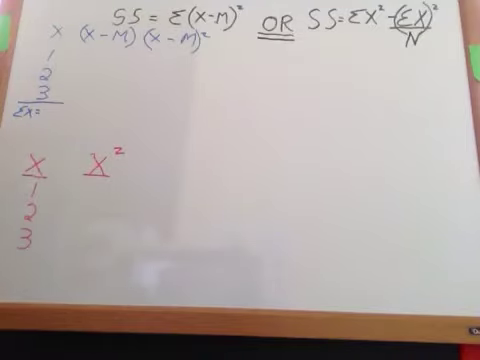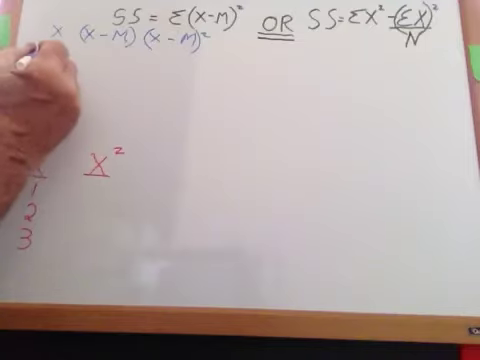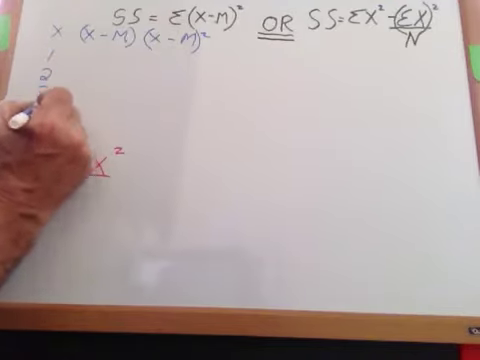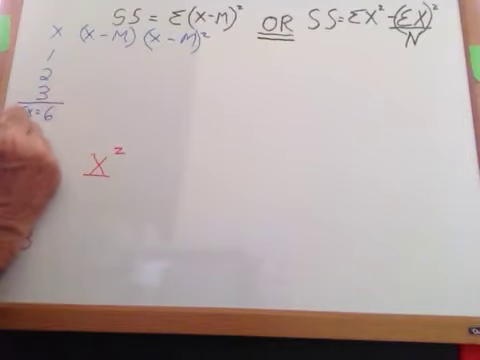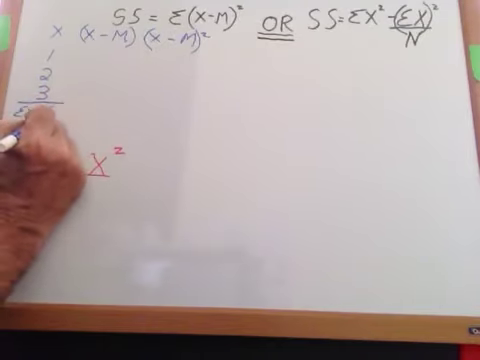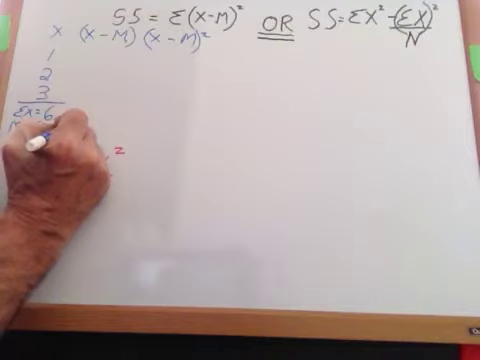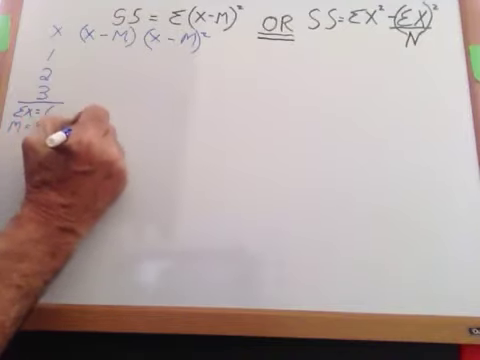So here I have the raw scores. That's this column X. And I have 3 scores, so N equals 3. Here are the raw scores: a score of 1, a score of 2, a score of 3. If we sum those x's, we get 1 plus 2 plus 3 equals 6. And to get the mean, it equals the sum of x over n, which equals 6 over 3, which equals 2.